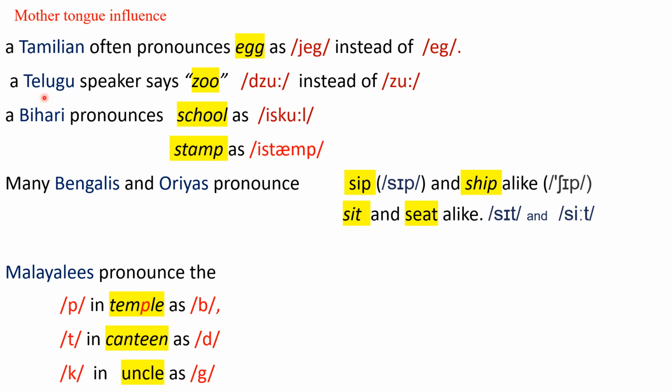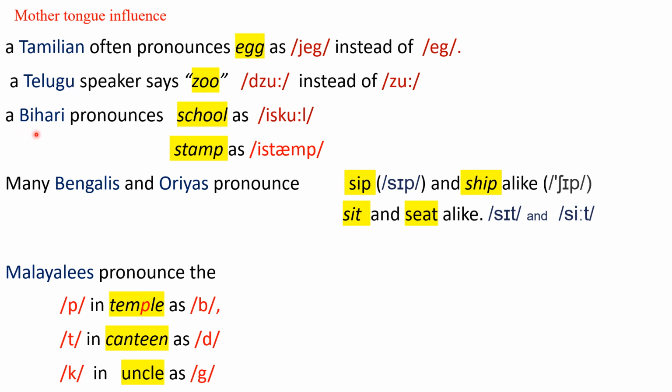A Telugu speaker says zoo as Jew. Telugu speakers say Jew instead of zoo. It should be the voiced sound, zoo, but they say Jew. So this is also the influence of their mother tongue.